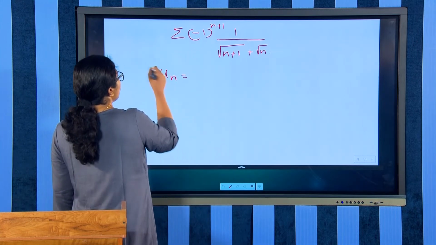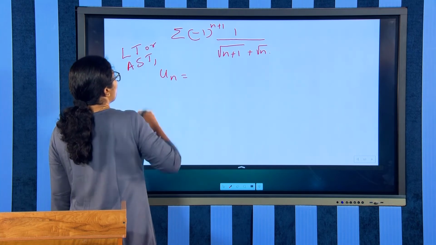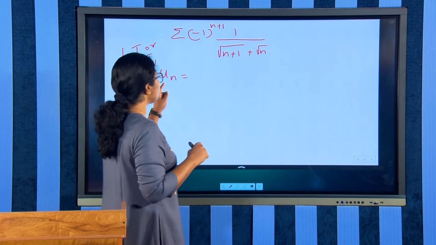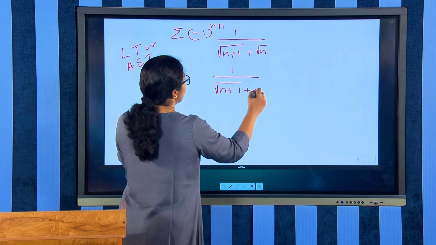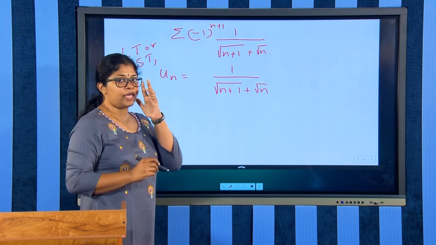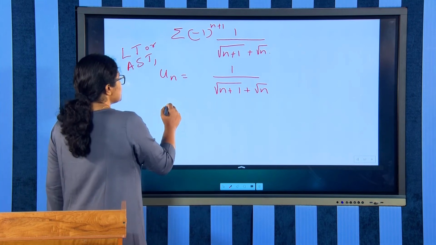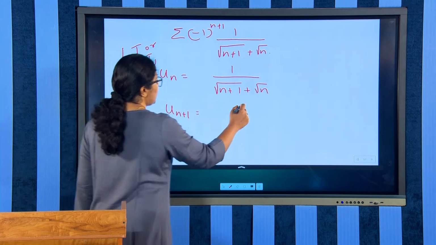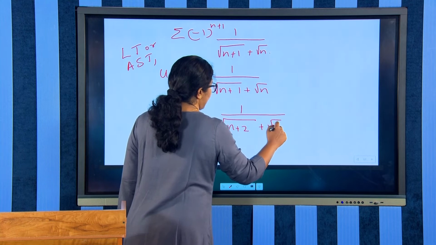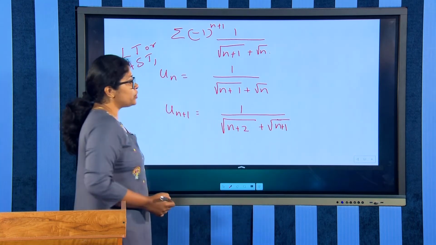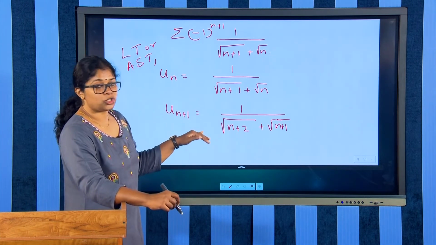Here, when you take Leibniz test or alternating series test, we need to take Un to be only this value. So, this is the point which all the students have to keep in mind. Okay. So, Un is equal to 1 upon root of n plus 1 plus root n. So, what is your Un plus 1? Un plus 1 will be 1 upon root of n plus 2 plus root n plus 1, which again we have to check which one of these is larger.